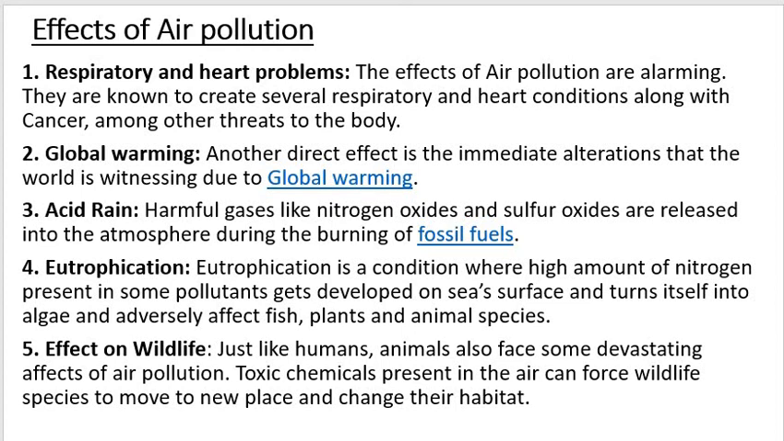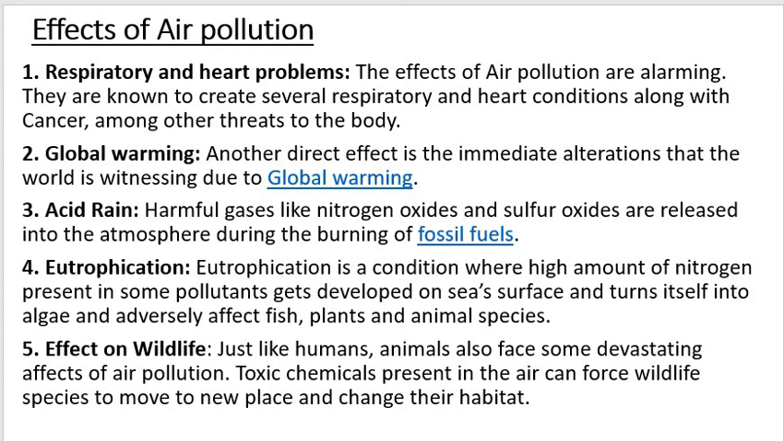Next is about global warming. Another direct effect is the immediate alteration that the world is witnessing due to global warming. With increased temperature worldwide, the sea level is rising, ice is melting from colder regions, and iceberg displacement and loss of habitat have already signaled an impending disaster if action for preservation and normalization is not undertaken soon.